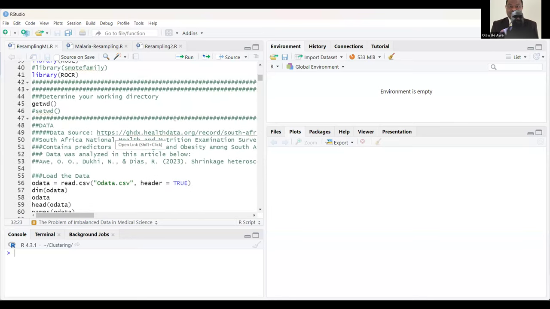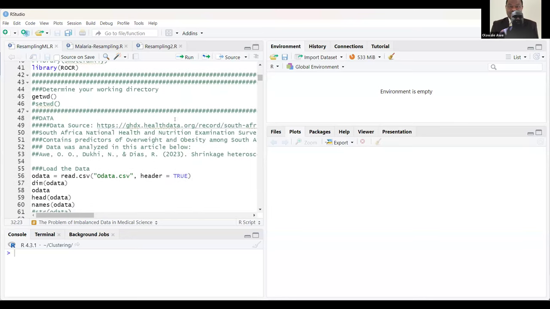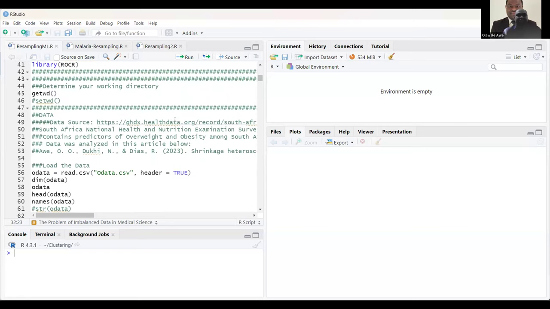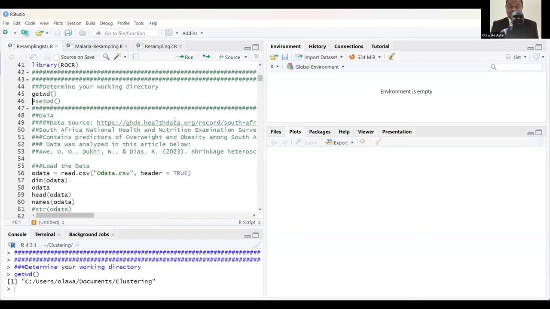Now, first of all, you ensure that you are in the right working directory. For me, I have my working directory in a folder called clustering. And so I don't need to set it up again.